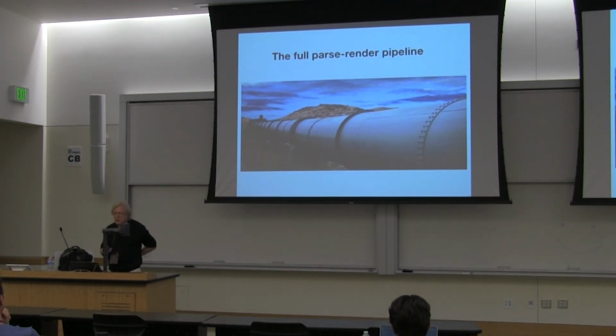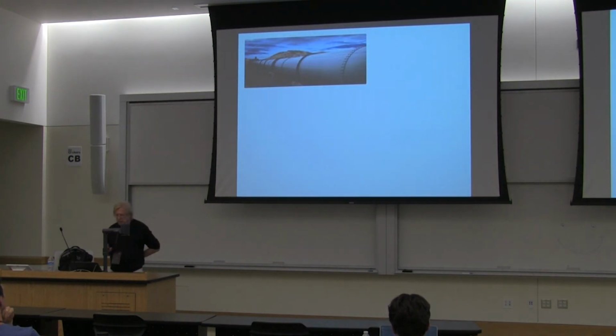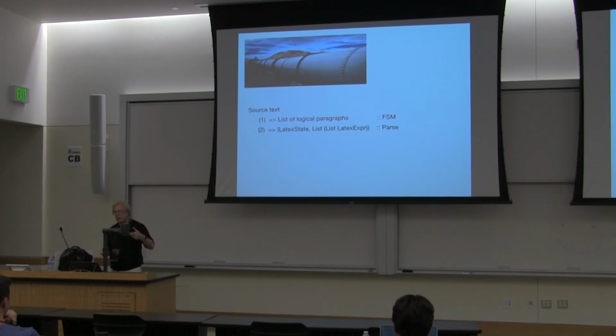So in the time remaining, let me say a few things about the full parse render pipeline. It's a little more elaborate than I have alluded to. You begin with the source text, and then you use a finite state machine to split it up into a list of logical paragraphs. These are either ordinary paragraphs set off by a pair of new lines, or an outer begin-end pair for an environment also set off by a pair of new lines. The reason for that is that if you didn't do that, you could never properly parse an environment that was not a single ordinary paragraph. You then incrementally, in a way that I'll try to describe if there's time, apply the parser to generate a double list of LaTeX expressions.